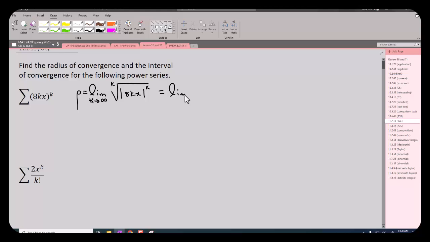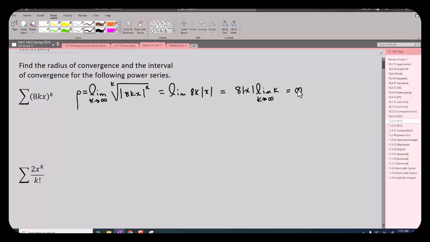So the kth root of a sub k, we're going to end up with 8k absolute value of x, because the kth root and that k power vanish. They annihilate each other. Now everything that doesn't have a k can jump to the front of that limit symbol. So we can make this 8 absolute x times the limit of k. Anything that's not a k is constant with regard to k, so it can factor to the front of the limit. And this limit is as k goes to infinity, so what does that limit equal? Infinity.